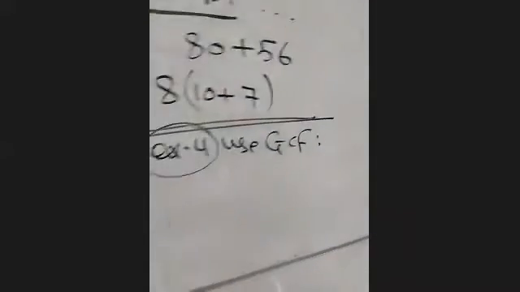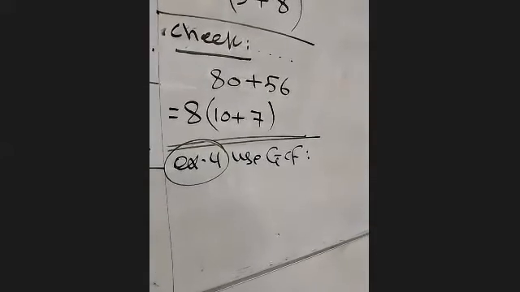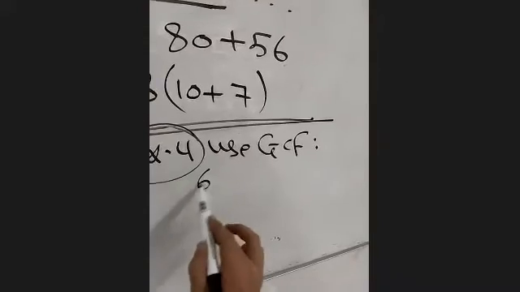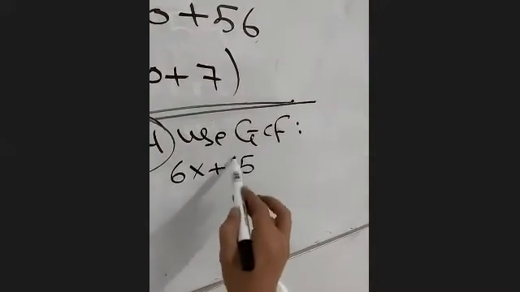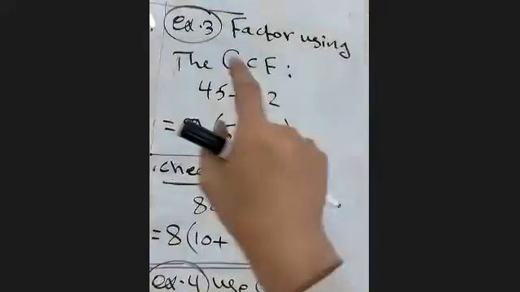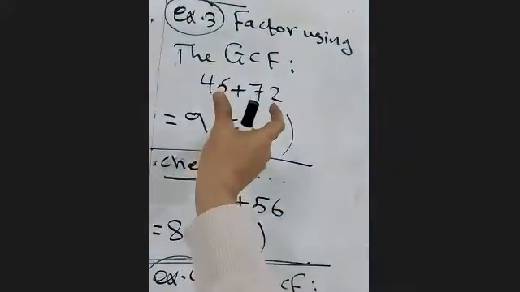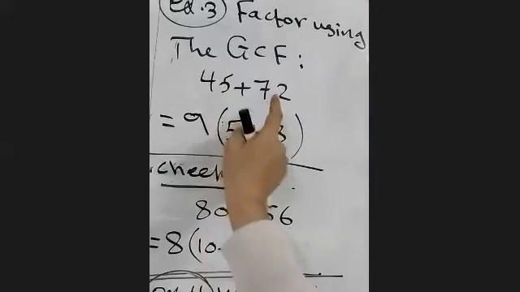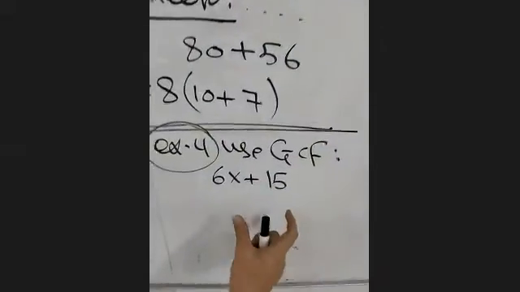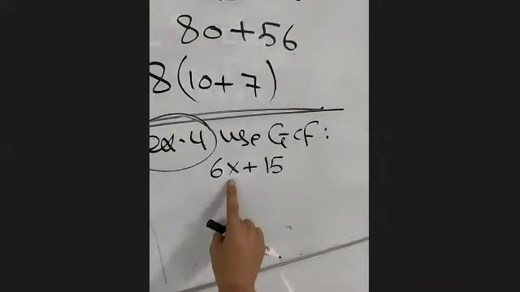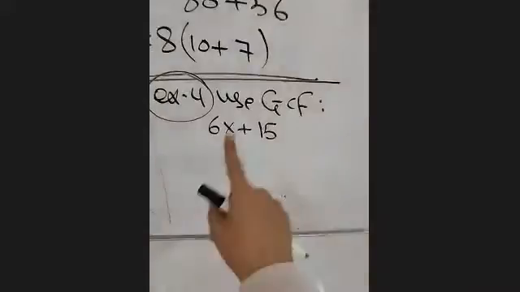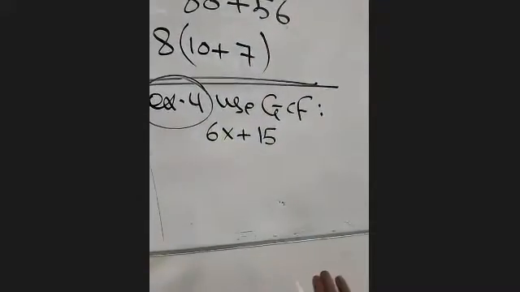Good. Tell, what is it? 6x plus 15. Now, the previous idea, guys, was use the GCF to factor numerical expressions. We have numbers here, we call it numerical expressions. Here, algebraic expression, I have x, remember? Now, use the GCF. So I need to find the GCF to use it.